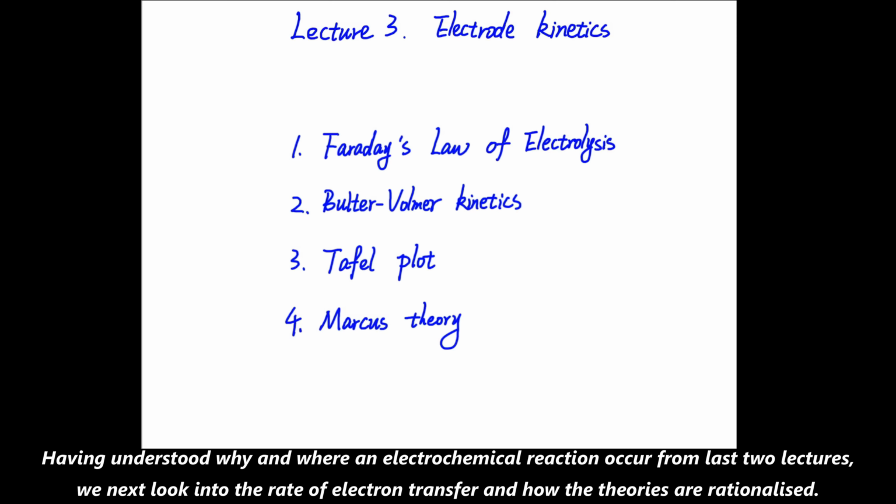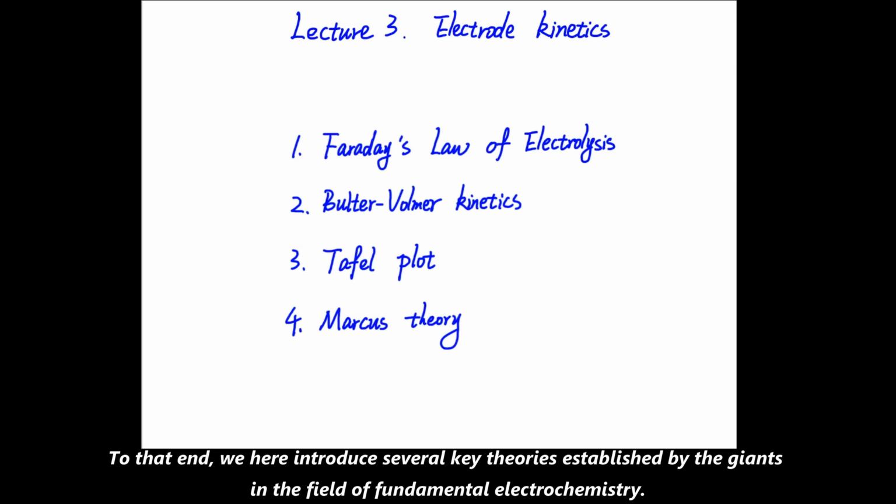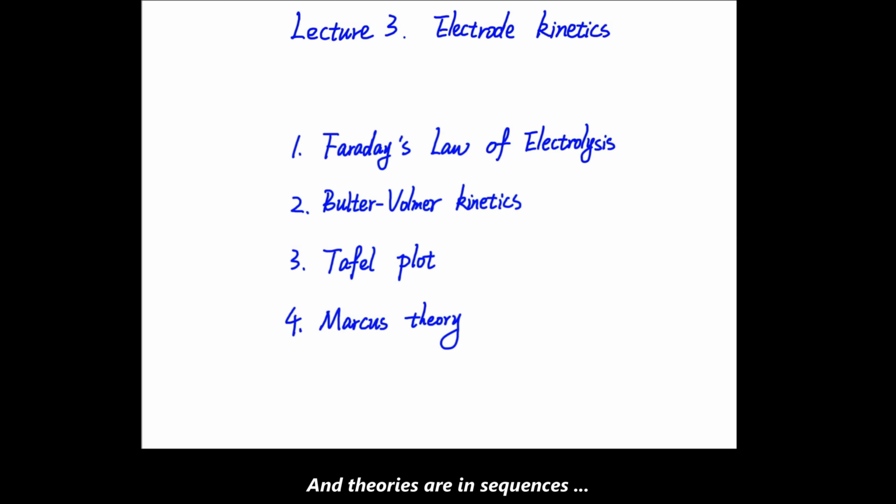Having understood why and where an electrochemical reaction occurs from the last two lectures, we next look into the rate of electron transfer and how the theories are rationalized. To that end, we here introduce several key theories established by the giants in the field of fundamental electrochemistry. The theories are, in sequence: Faraday's law of electrolysis, Butler-Volmer kinetics, Tafel plot or Tafel relation, and the last is Marcus theory.